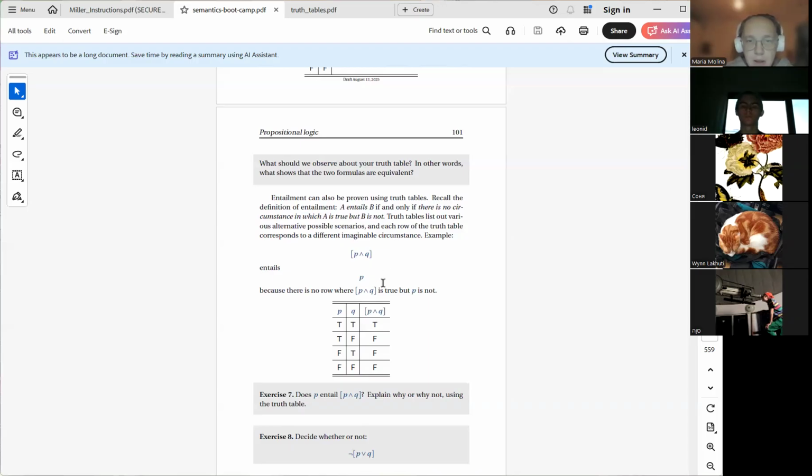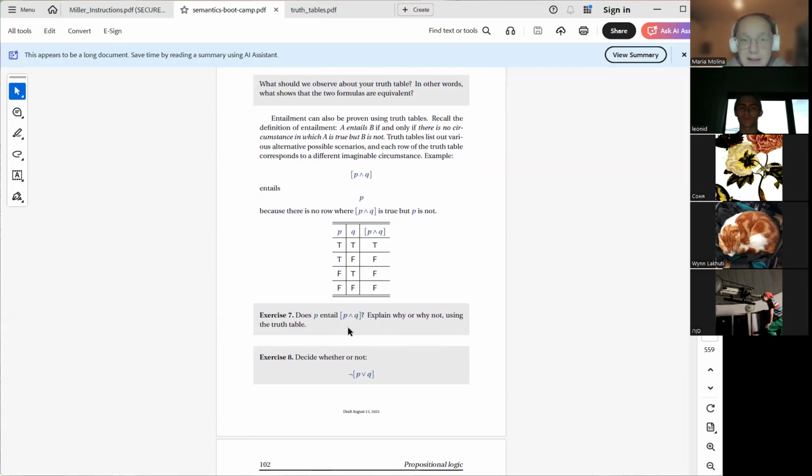P and Q, as shown here, entails P because there is no such situation where P and Q is true, but P is not. Can you see that? If P and Q is true, then P is true, always. Yes.